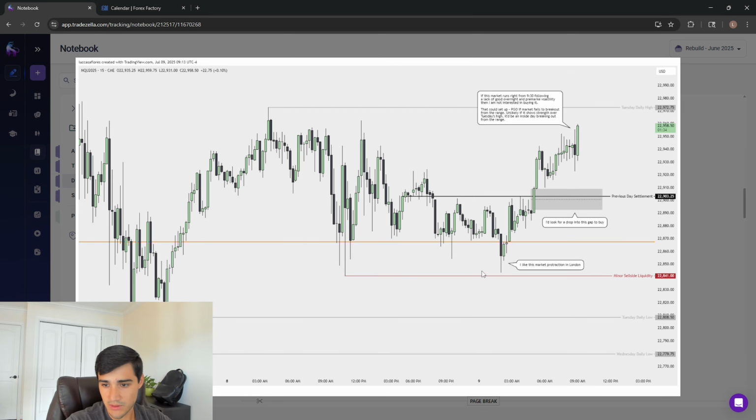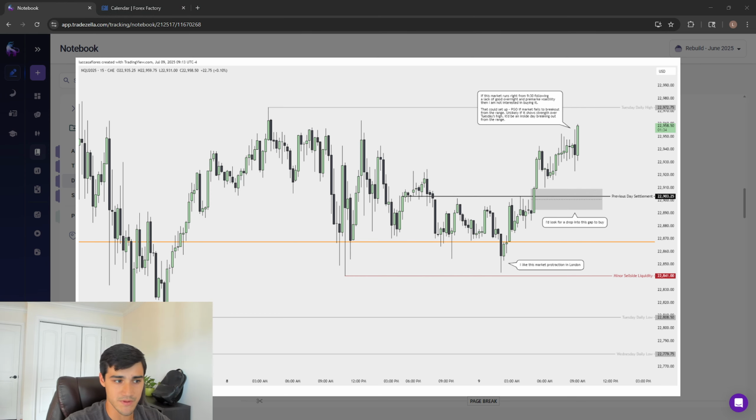Not sure if I mentioned that going into 9:30, right? If this market runs right from 9:30 following a lack of good overnight and pre-market volatility, then I'm not interested in buying it. I could set up a negative PGO, a bearish premium gap opening, if the market fails to break out from the range. Unlikely if it shows strength over Tuesday high. It'd be an inside day breaking out from the range.